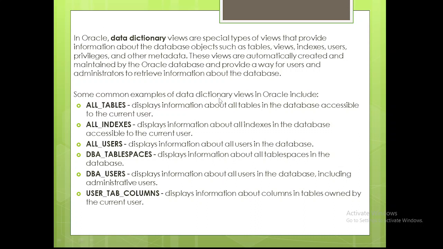So some common examples of data dictionary views are ALL_TABLES. This displays information about all the tables in the database accessible to the current user. This shows you only the tables which are accessible for this current user, like if he can access his own schema and the other tables on which he has access. ALL_INDEXES is also the same: all indexes of the database accessible to the current user.